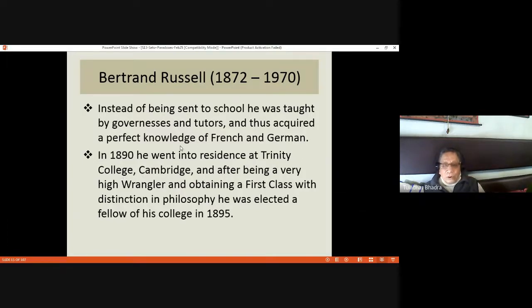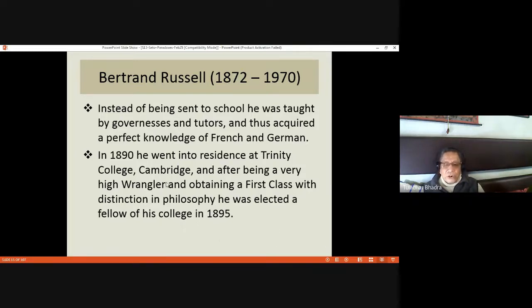So, at the age of 18, of course. He was born in 1872, so in 1890 he went into residence as a boarder student at Trinity College, Cambridge. After being a very high wrangler and obtaining a first class with distinction in philosophy, he was elected a fellow of this college in 1895. After 5 years of studying there, he was elevated to this wrangler position. He had a distinction in philosophy.